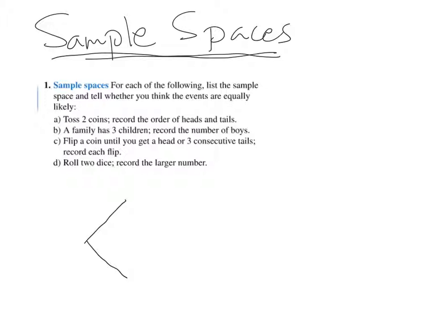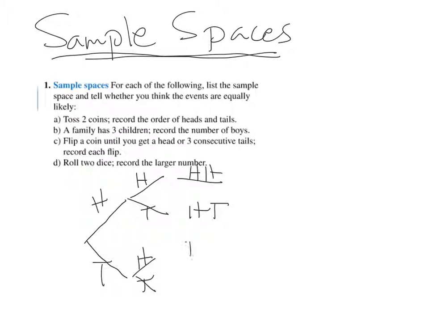So I'm flipping my first coin. I could either get heads or I could get tails. Then I'm flipping a second coin. And again, the second coin could be heads or tails. So if we list all those outcomes: heads heads, heads tails, tails heads, and tails tails. See, what I'm doing is I'm just tracing out the tree diagram.